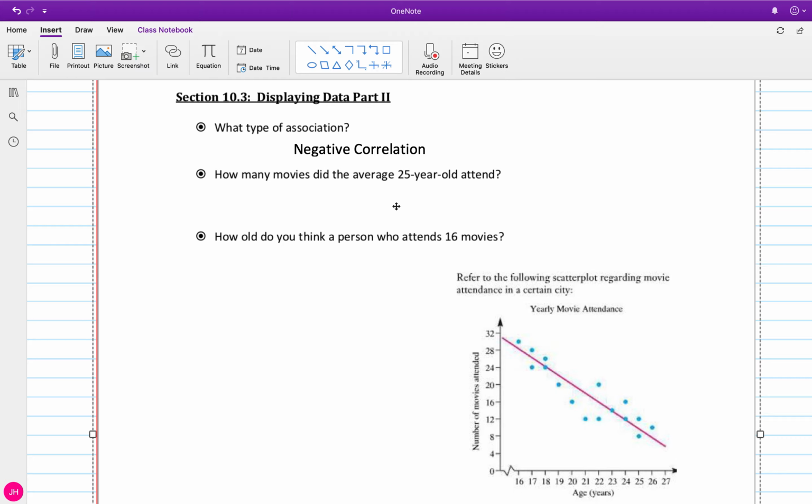Now, we have to be able to also answer questions based off of this. Now, all my questions are going to be answered based off the trend line, so that purple line in the middle, not based off the dots themselves. So again, I'm going to get my answers from this trend line right here.